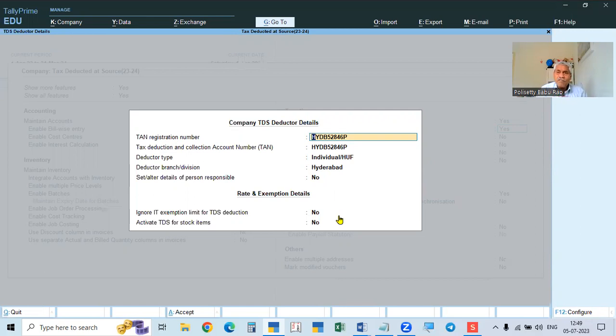A PAN card is 5 alphabets, 4 numerics, and 1 alphabet. But this TAN is just the opposite: 4 alphabets, 5 numerics, and 1 alphabet. So a total of 10 characters. The first 3 indicate the place. I am giving HYD as an example. HYD, then one letter from our name, then 5 numerics, and then again one alphabet.